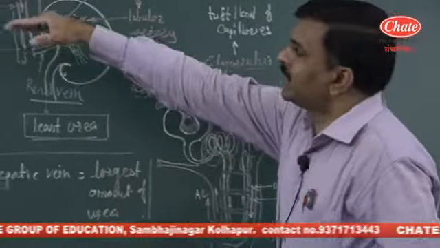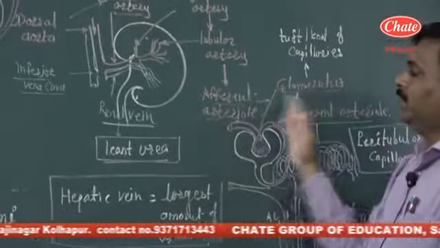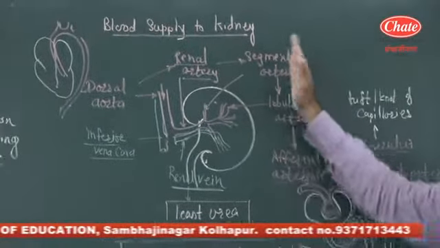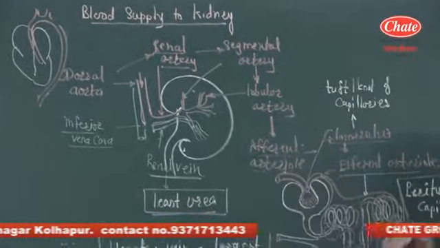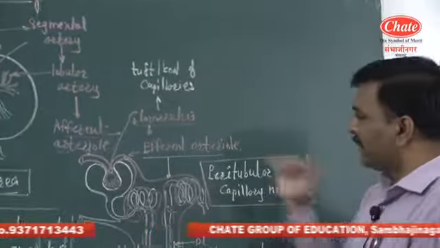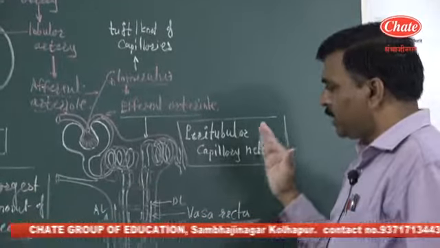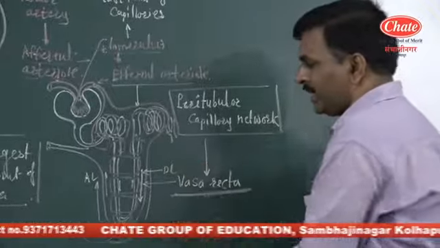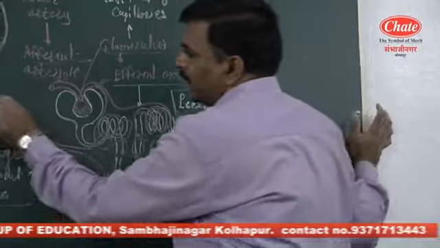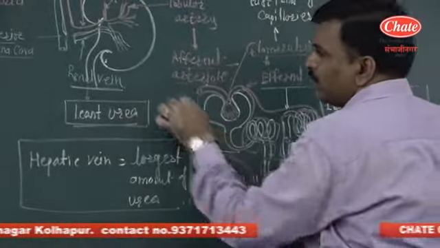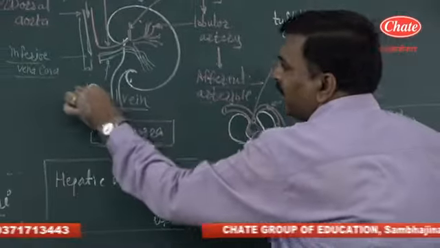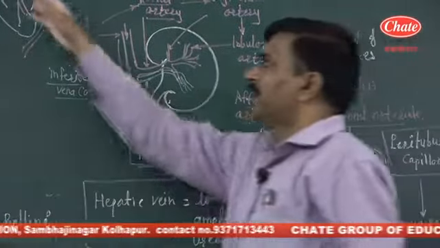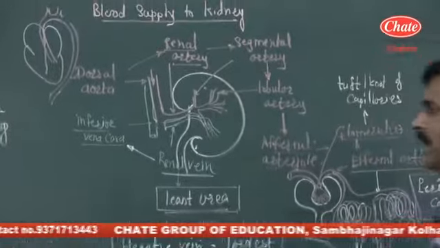A question will also be asked: make the correct sequence of the blood vessels supplying the kidney. Dorsal aorta, renal artery, segmental artery, lobular artery, afferent arteriole, glomerulus, efferent arteriole, then peritubular capillary network to vasa recta to renal venules forms the renal vein, and the renal vein releases it into the inferior vena cava, and the inferior vena cava brings this blood up to the heart.